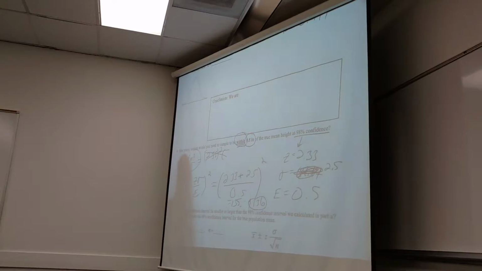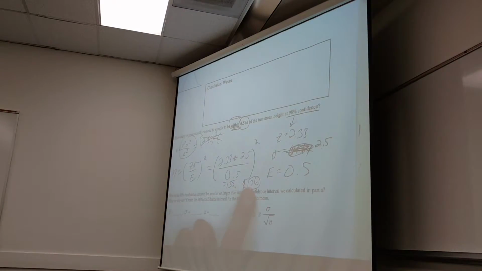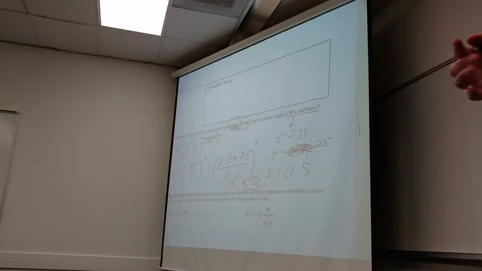Sometimes I'll ask this question like, how many more women would I need? Well, how many women do I already have in my sample? 34. And I need how many total? So if I say how many more women, you would say 102. You need 102 more women to get your error down to 1/2 inch. So when the question says, how large of a sample would you need, or how many would you need to be within, or something like that, that's the n equals equation. You want to solve for how large of a sample, or how many do you need.